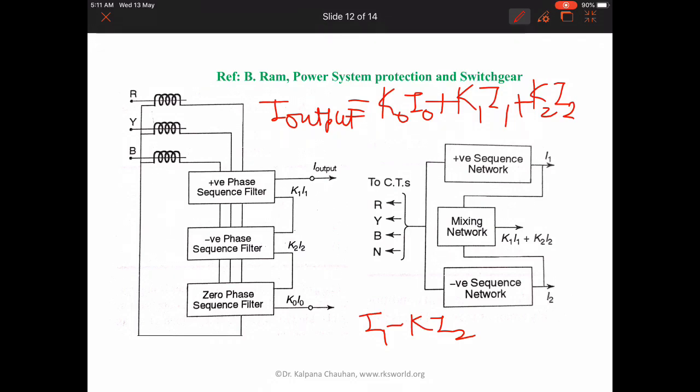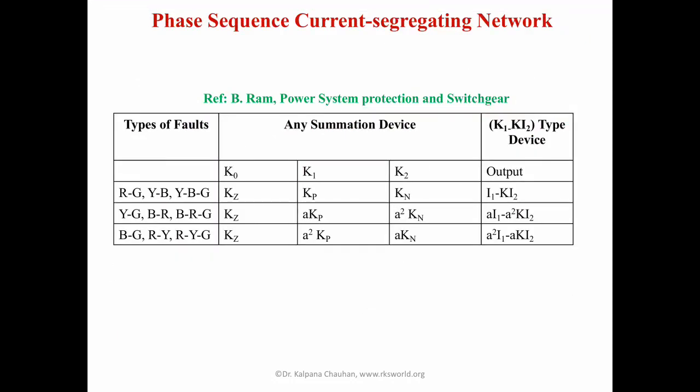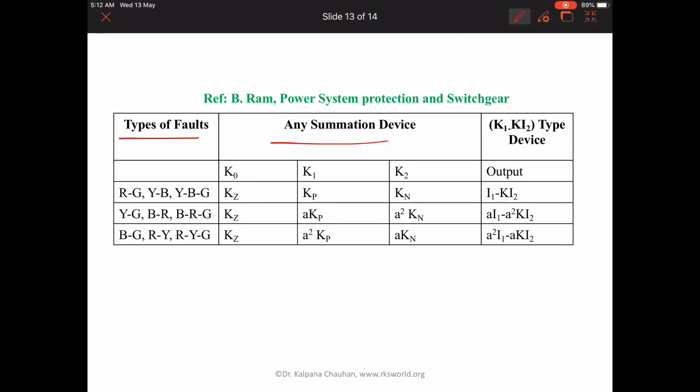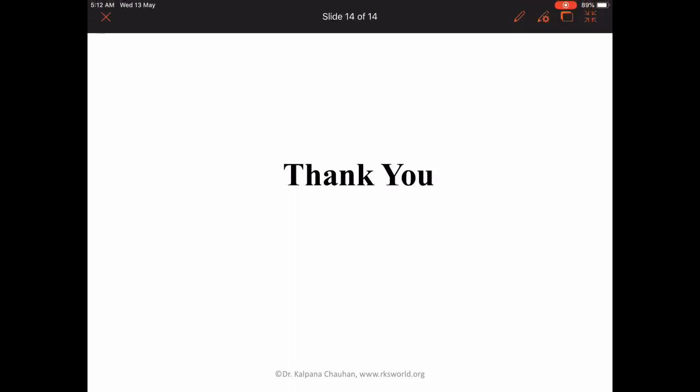Here again we have a table which shows the values of constants for a general type phase sequence network, and we can see here the types of faults, any summation device, and K1, K2 type device. So this is all about some basic instruments that we are using in the protection system and an overview of their classification.